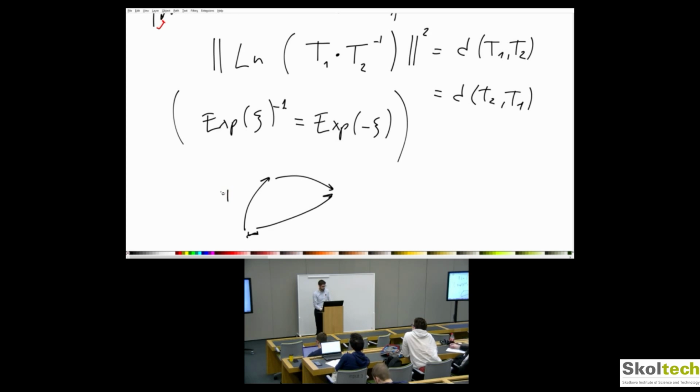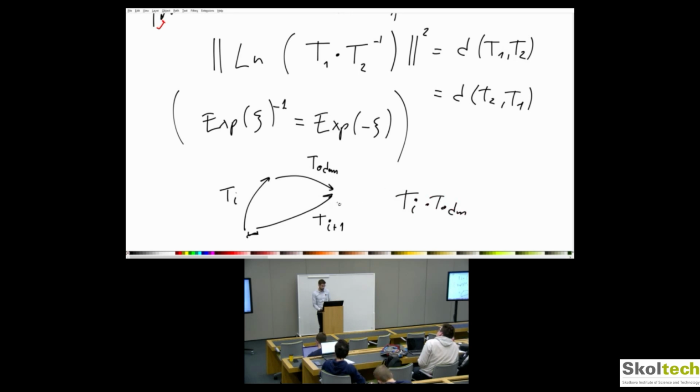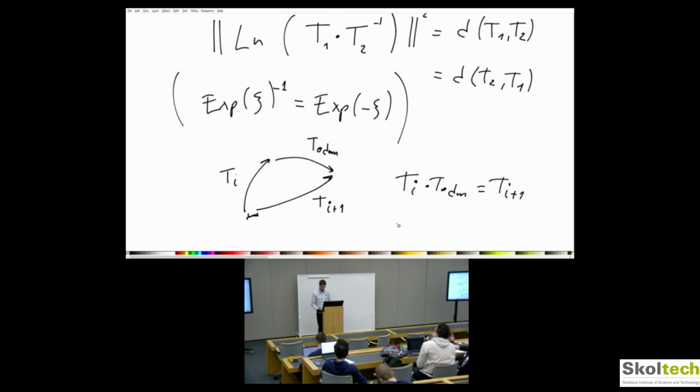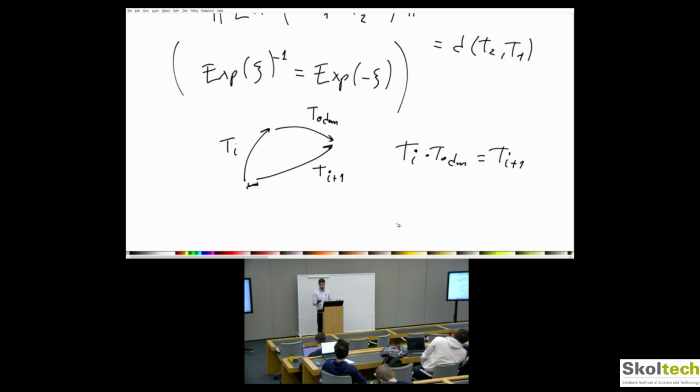Let's give an example. This is our transformation of I, the transformation of I plus 1, and this is the transformation of odometry. Is this thing familiar? The transformation function that we were using before is actually just a sequence of rigid body transformations. So in this case, what we were saying is that T1 multiplied by T odom should be equal to... or you can play around with any order you want, as long as this thing is the same.